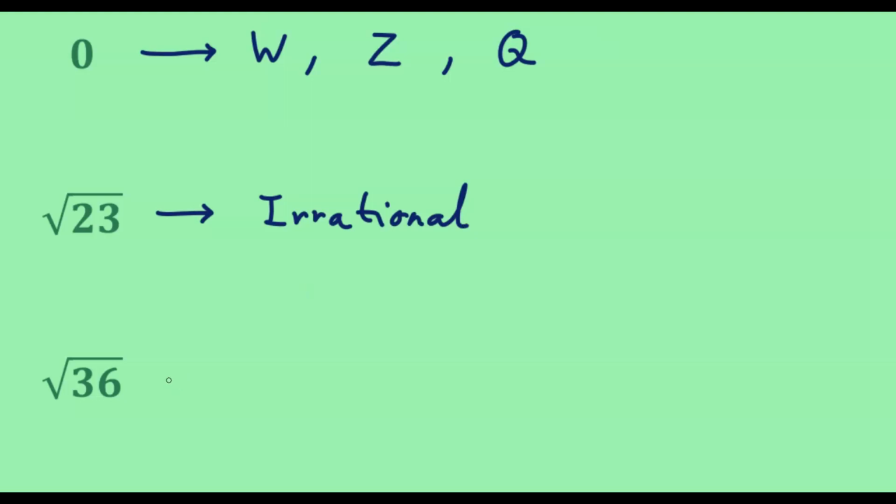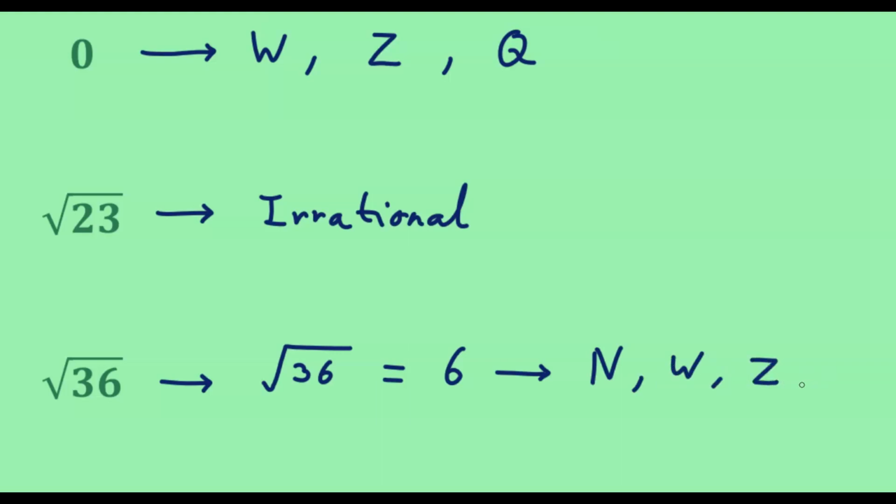And if we consider square root of 36, 36 is a perfect square, and because of that, the square root of 36 is 6, and 6 is a natural number. So that means that the square root of 36 is a natural number. All natural numbers are whole numbers, so this is also a whole number. All whole numbers are integers, so this is also an integer. And all integers are rational numbers, so this will also be a rational number. So root of 36 is a natural number, it's a whole number, it's an integer, and it is also a rational number.